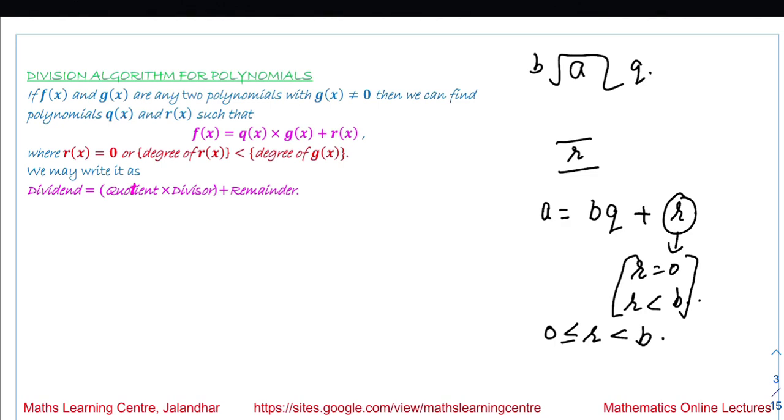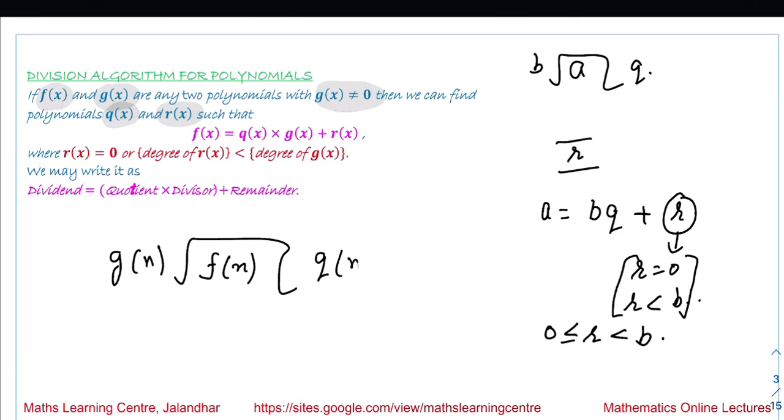Now in place of numbers we are talking about polynomials. We have two polynomials f(x) and g(x), with g(x) not equal to 0. Then we can find polynomials q(x) and r(x). The same thing is there: f(x) is divided by g(x), and we can write f(x) is equal to q(x) into g(x) plus r(x).